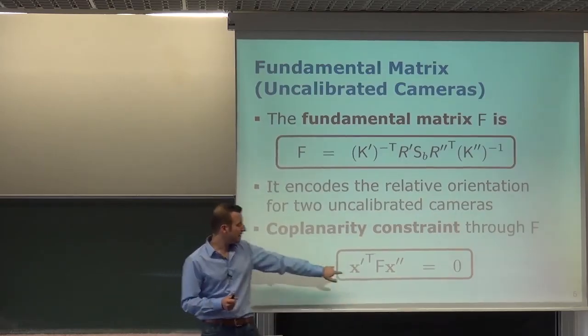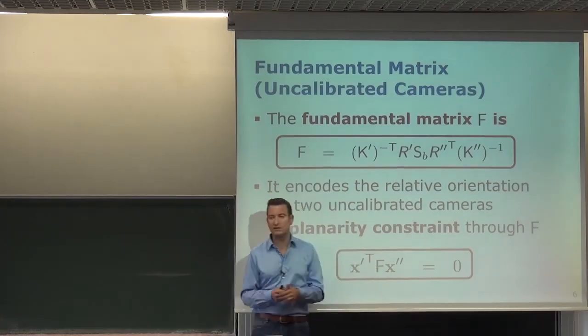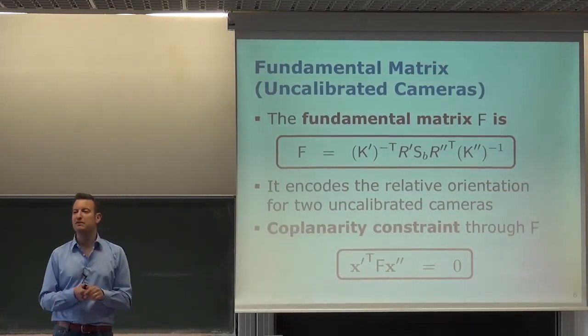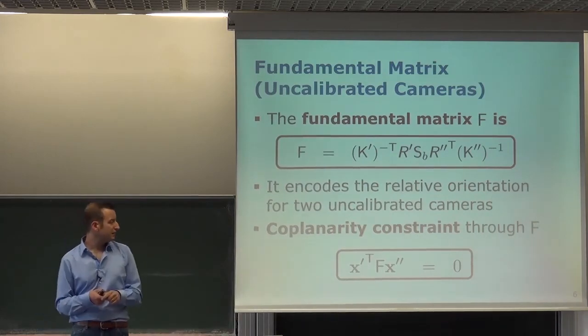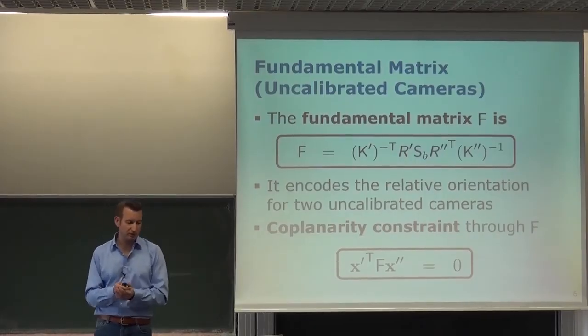That means if I have corresponding points, then multiplying from the left and the right hand side with this fundamental matrix must give 0, if these two points are corresponding points. Okay, and that's what we're going to exploit.